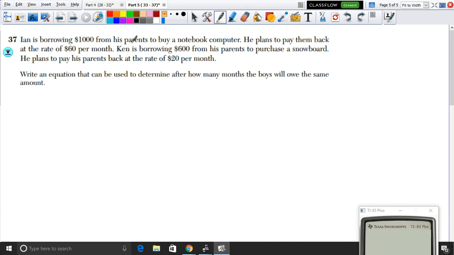All right. So what this suggests is that we need to create two equations. We need to create one equation for Ian, and we also need to create one equation for Ken.